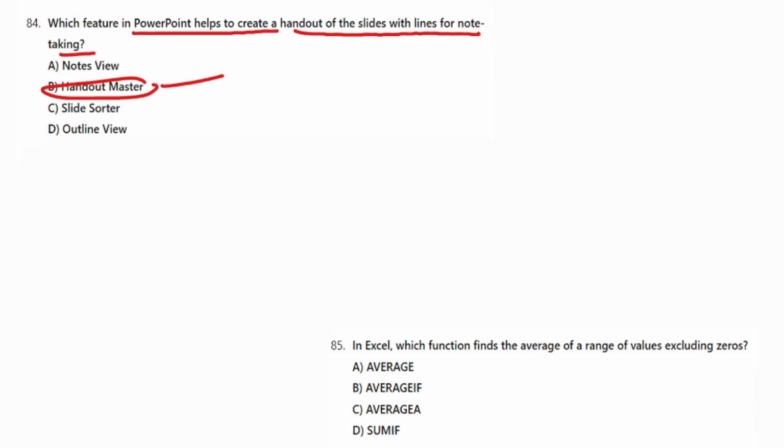Now move to the next question. In Excel, which function finds the average of a range of values excluding 0? The correct option is AVERAGEIF. AVERAGEIF basically helps to calculate the average of cells that meet specified criteria, such as excluding 0.